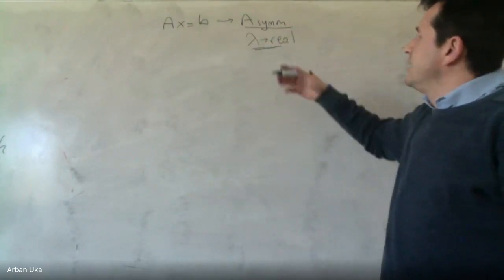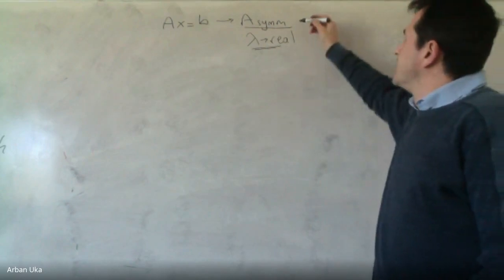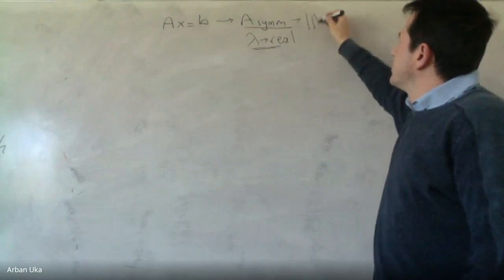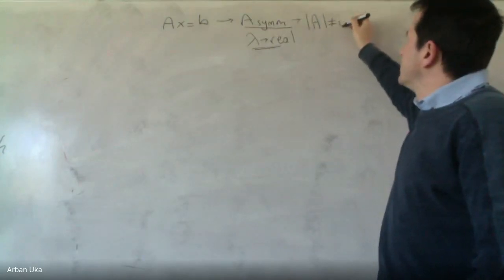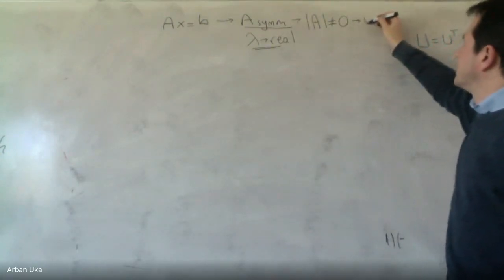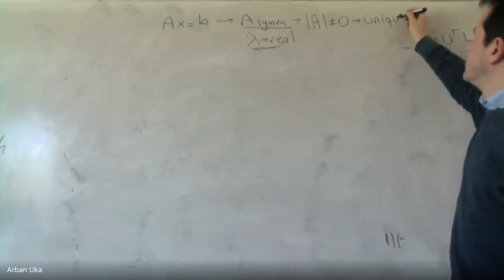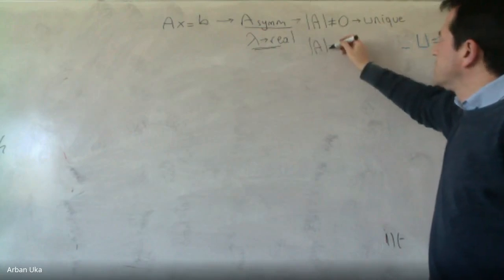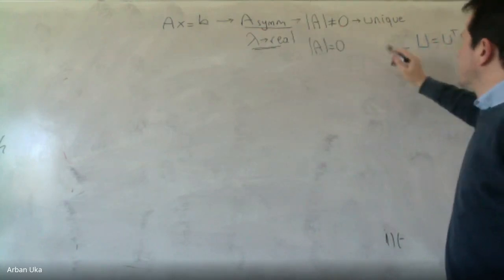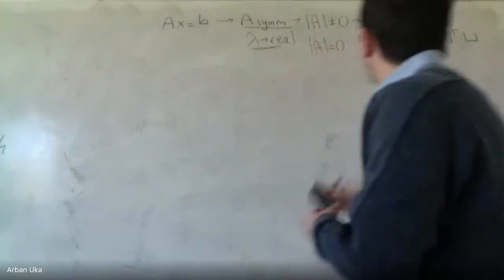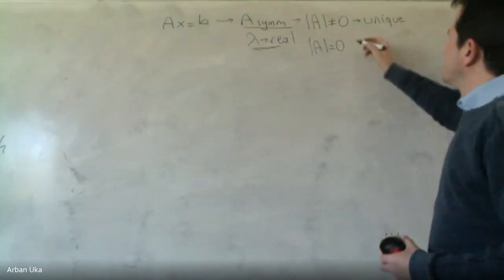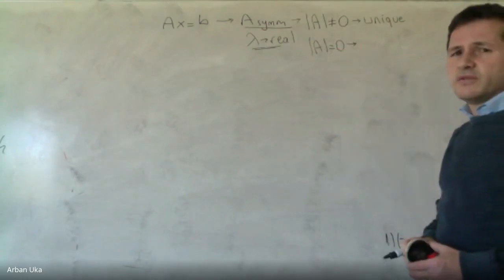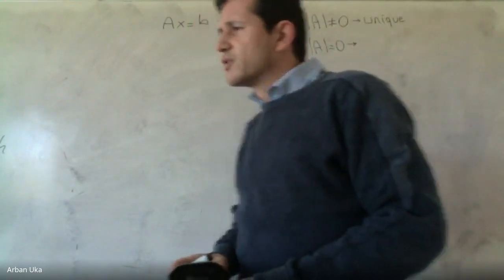And then A can be symmetric, we want to solve it, but we also know that if the determinant of A is different from 0, we get a unique solution. Okay? Only one solution, which is something we are happy about. If the determinant of A is equal to 0, what is the possible answer here? Would we have an infinite number of solutions or no solutions?